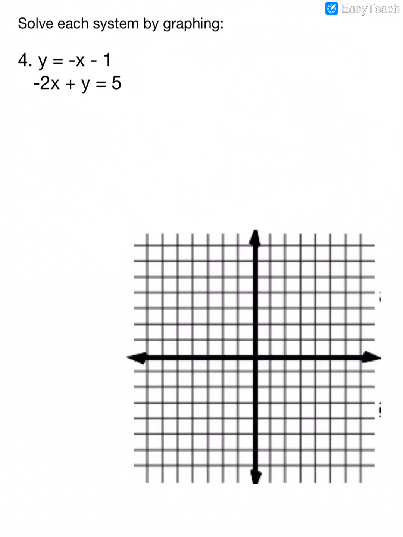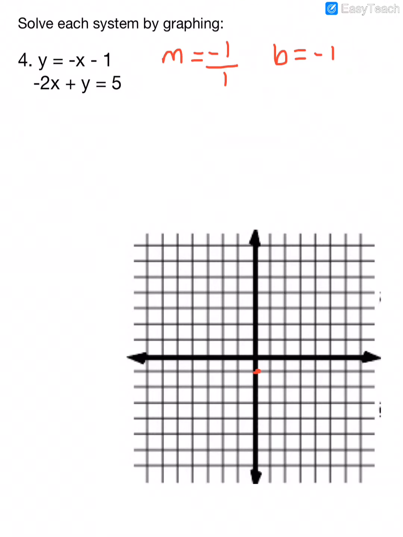And remember, when we use slope-intercept form, we just pull out the slope and the y-intercept. The slope of this line is -1. I'm going to go ahead and put it over 1 because we need a rise and a run. And the y-intercept is -1. So remember, when we're graphing, if we have the slope and the y-intercept, we use the y-intercept first. So I'm going to go on my y-axis down to -1 and put a dot.